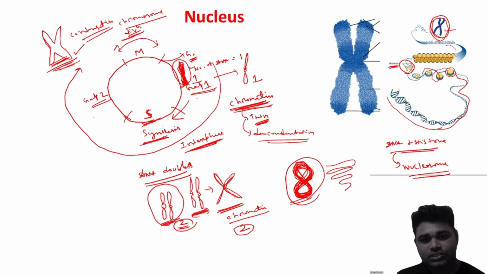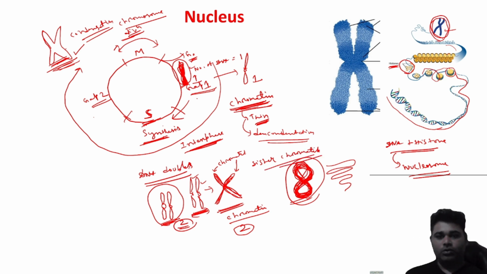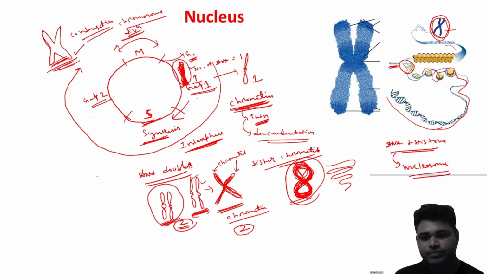Okay, so this is the 1 and this is the 2 structure, and each one is called a chromatid. This is one chromatid, this is another chromatid. That means in one chromatin or one chromosome, 2 chromatids are present. Here one chromatid, here another chromatid, and they are called the sister chromatids. Okay, so this is one chromatid, this is the other chromatid, and they are called the sister chromatids.